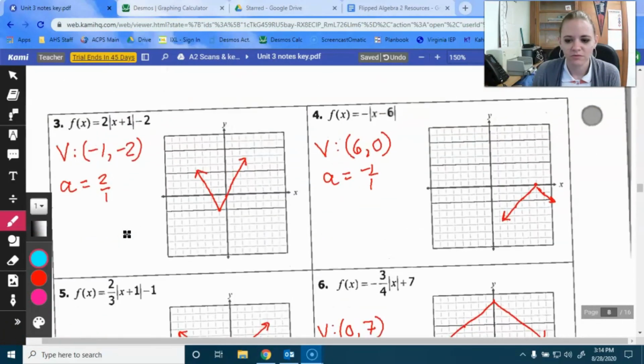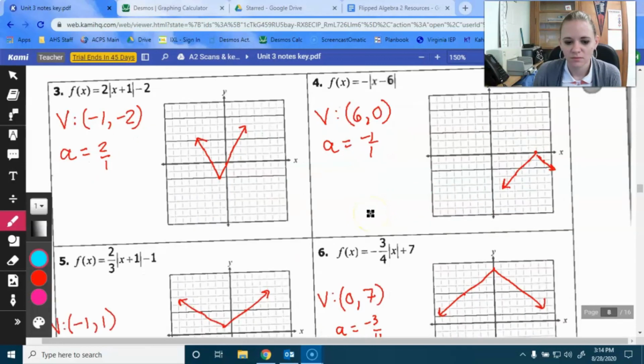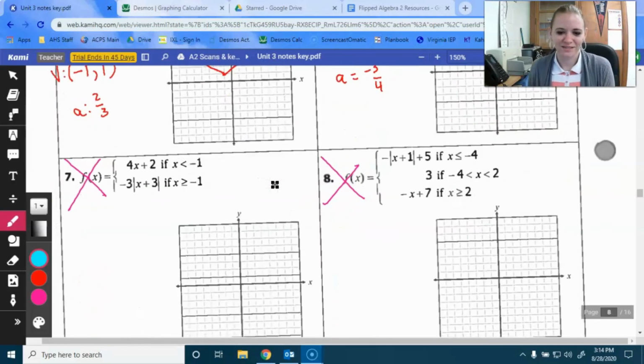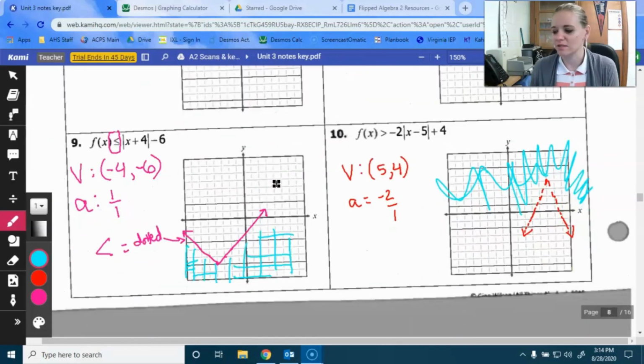Number 3 and 4. So just the one thing with the slope on number 4, slope is -1, so you go ahead and do a negative slope. And then this is the positive slope, so they just flip. This is number 5 and 6. And number 10.